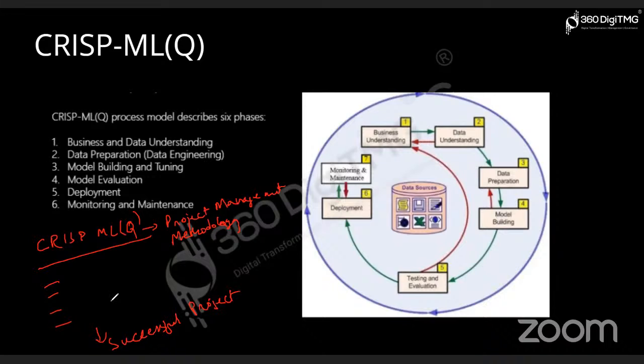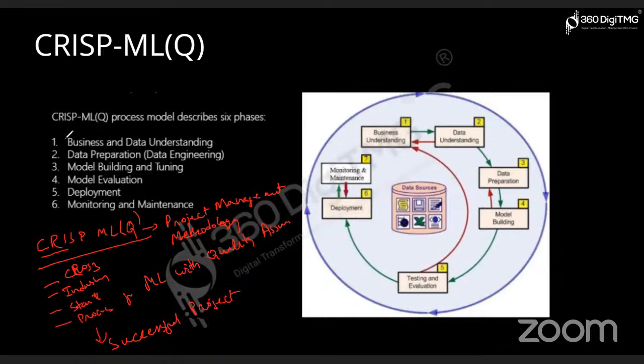This CRISP-MLQ stands for Cross Industry Standard Process for Machine Learning, ML, with Quality Assurance. Okay.